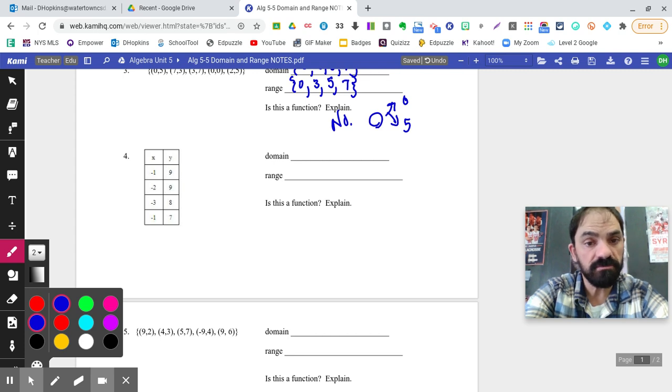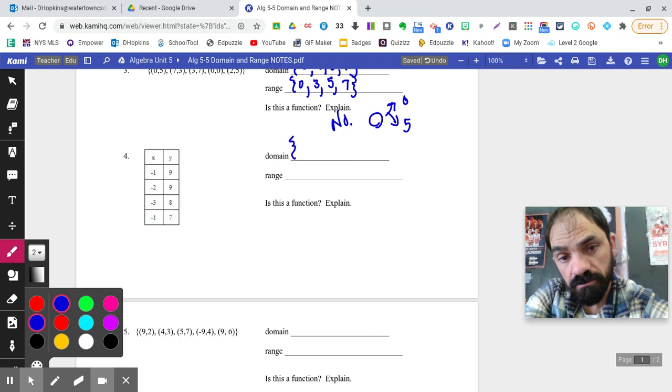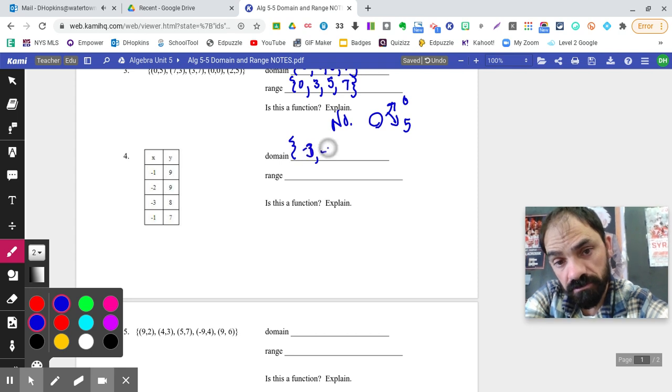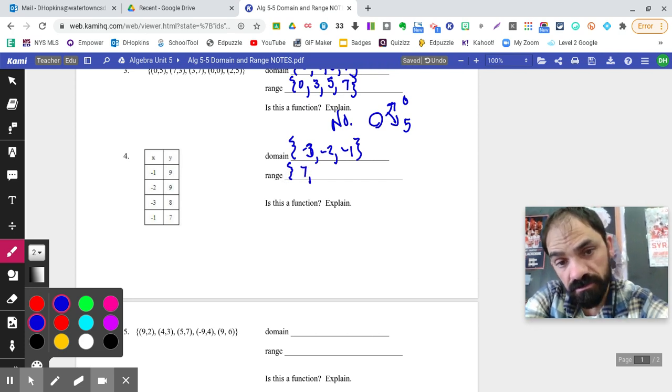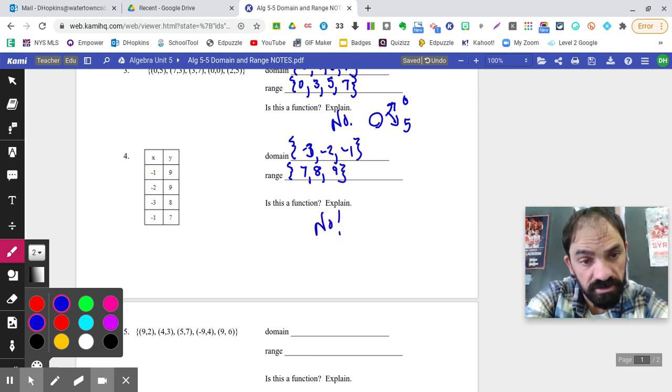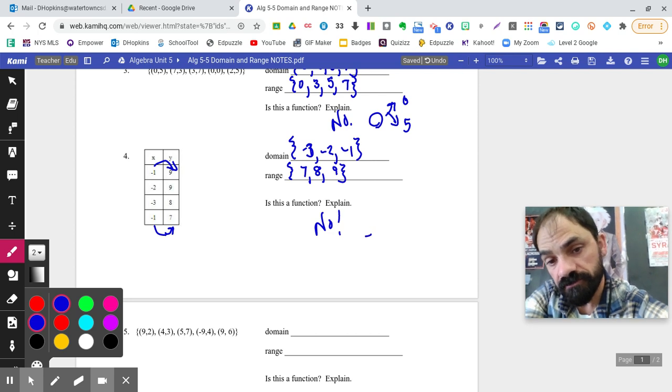Okay, the last table. The domain, x values. -3, -2, -1. And the range, 7, 8, 9. Is it a function? The answer is no, and that's because -1 goes to 9, and -1 goes to 7.